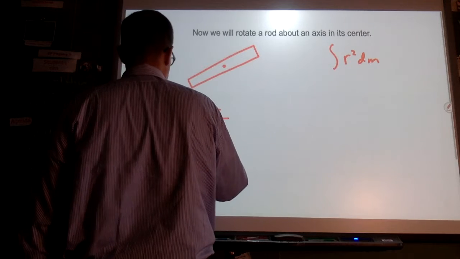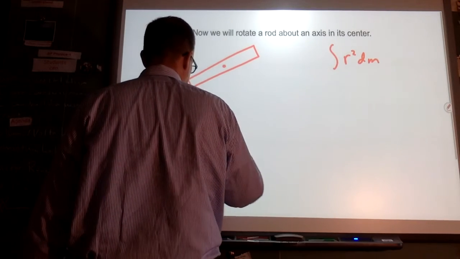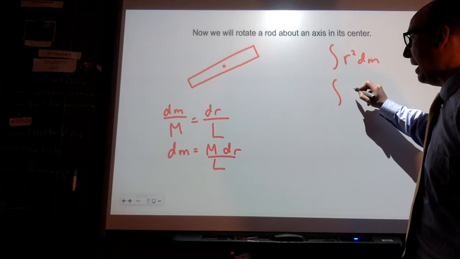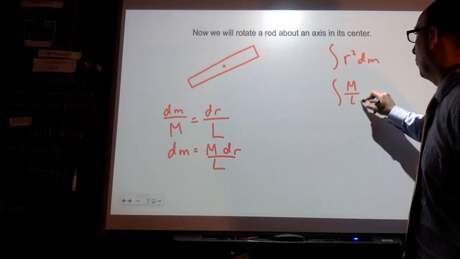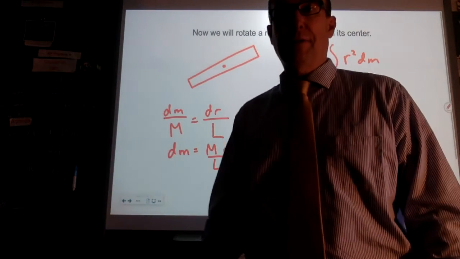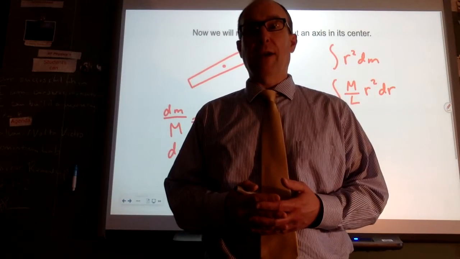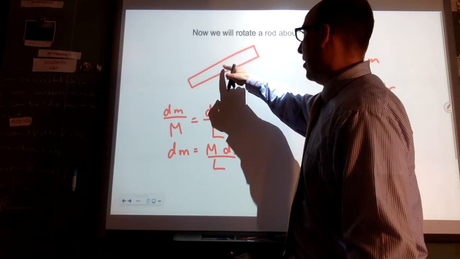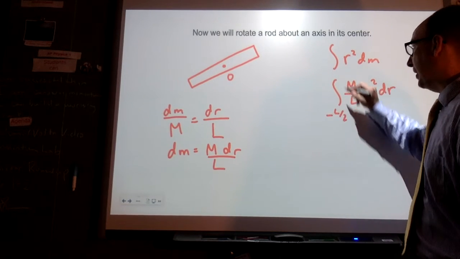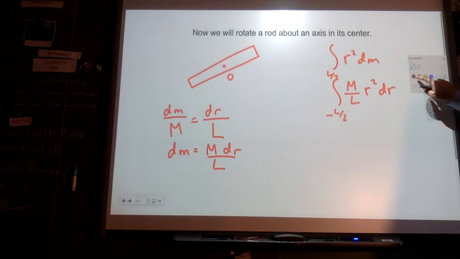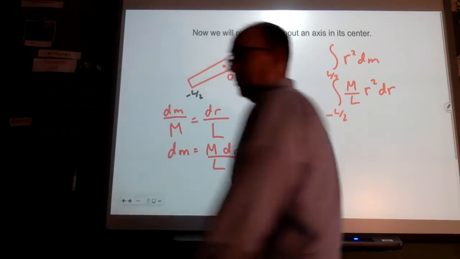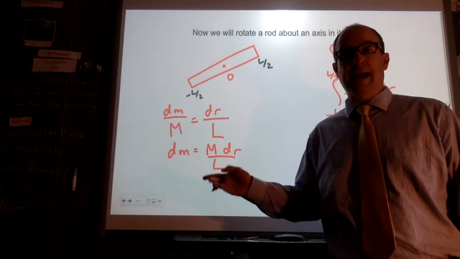I'm going to solve for dm, and you're probably thinking to yourself, he's going to get the same answer. When I substitute this in for dm, I'm going to have m over L R squared dr. So what changed? What's different? The difference is what we're integrating from. So if we're saying that this is our axis, this is 0. And so I'm going to integrate from negative L over 2 to L over 2. So this distance would be negative L over 2, this distance would be L over 2, which was different from 0 to L.